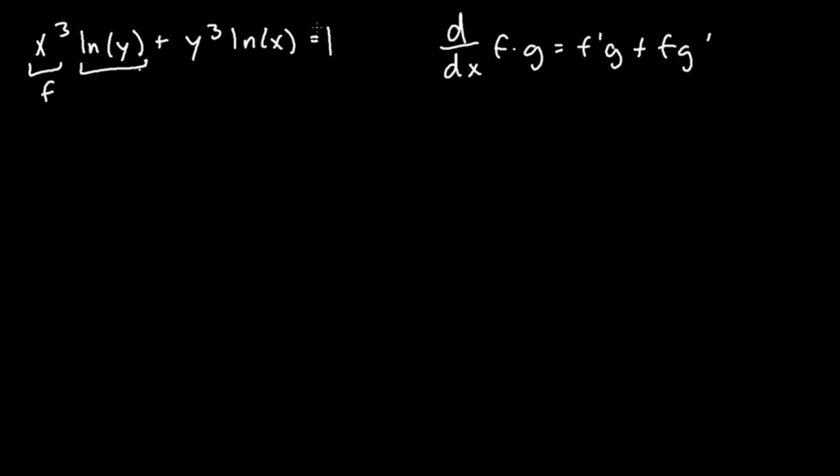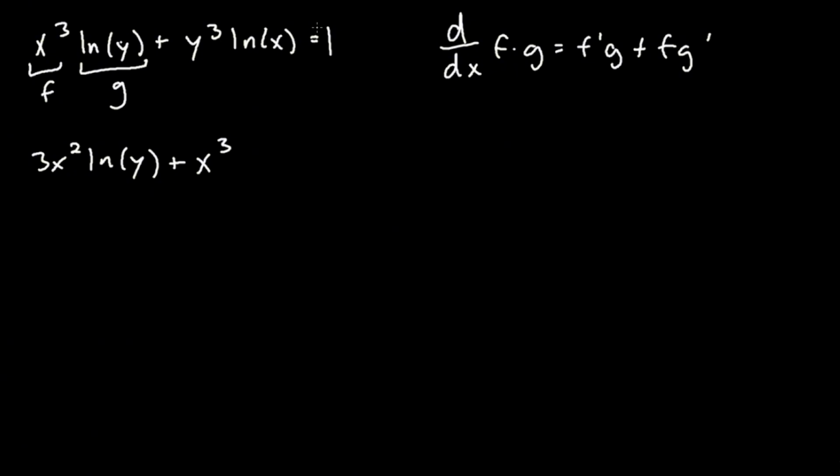x cubed is f in this case for the first derivative we're going to do, and ln of y is g. So the derivative of a function times a function is f prime times g plus f times g prime. f prime is 3x squared times g, which is just ln of y, plus f, which is x cubed, times g prime. So ln of y is the outer function in this case, so we have to use chain rule here.